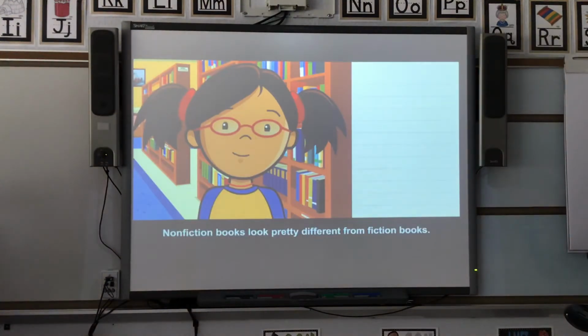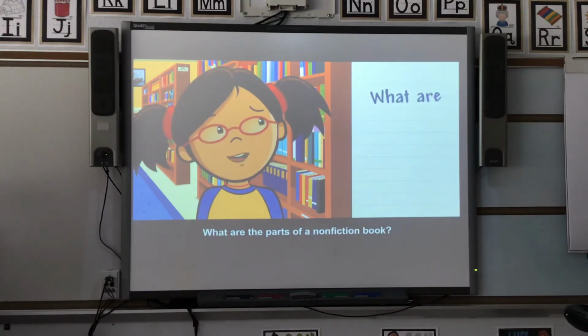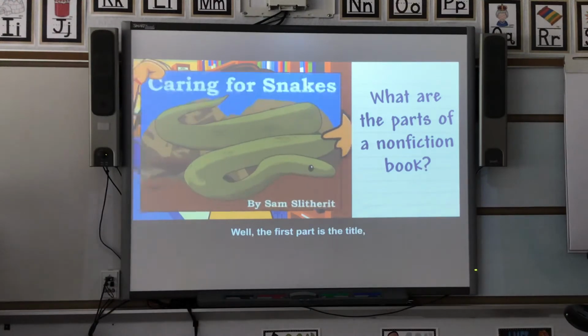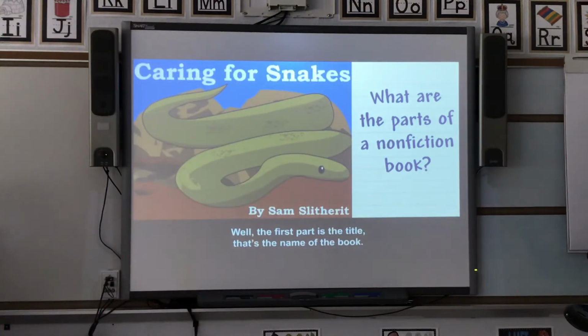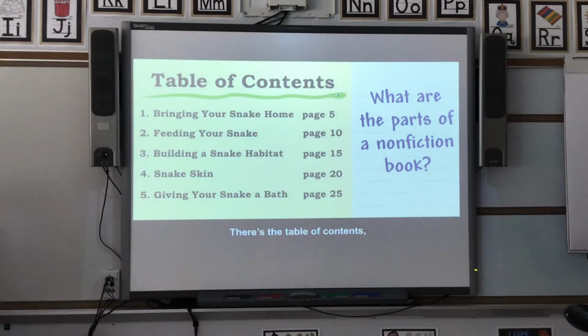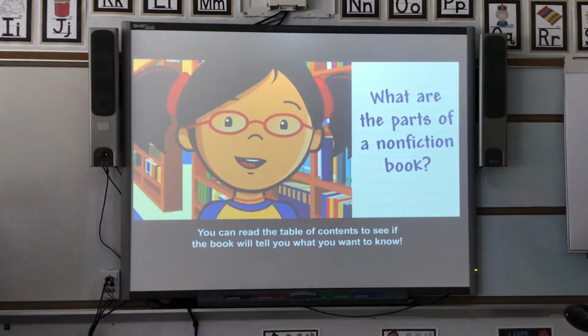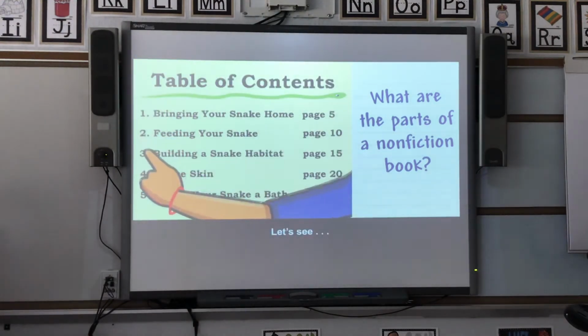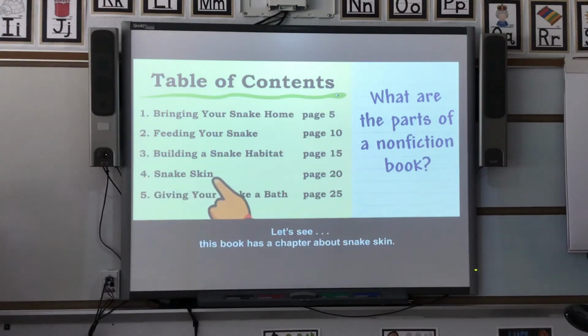Nonfiction books look pretty different from fiction books. What are the parts of a nonfiction book? Well, the first part is the title. That's the name of the book. This one's called Caring for Snakes. There's the table of contents, which lists all the chapters and what pages they're on. You can read the table of contents to see if the book will tell you what you want to know. Let's see. This book has a chapter about snakeskin.